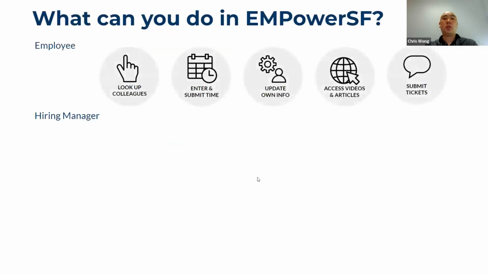Okay, so what can you do in EMPowerSF? As an employee, this applies to every employee. You can look up other employees. This is where you would go to access time and attendance, to enter time, and to submit time off requests. The biggest thing here is that you can update your own information. So if you get married, go through a name change, update your banking information, update your tax withholdings, all the things that pertain to you, you can update certain information.